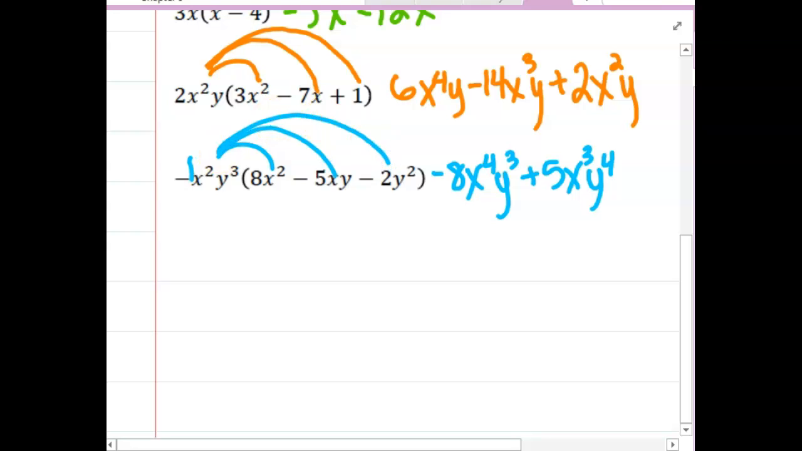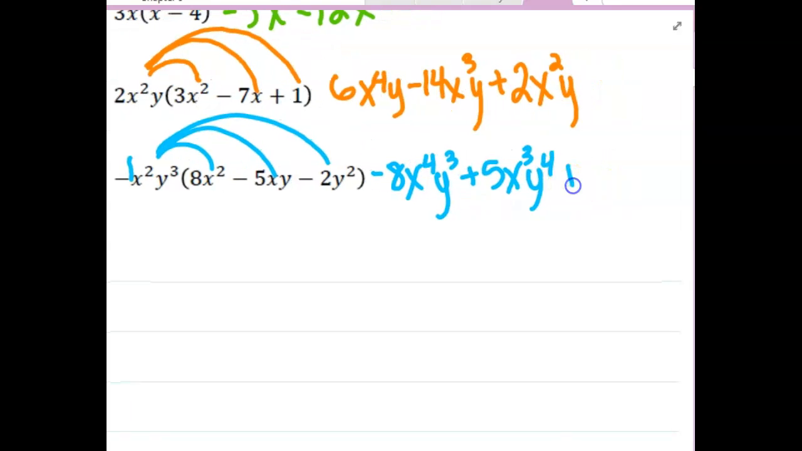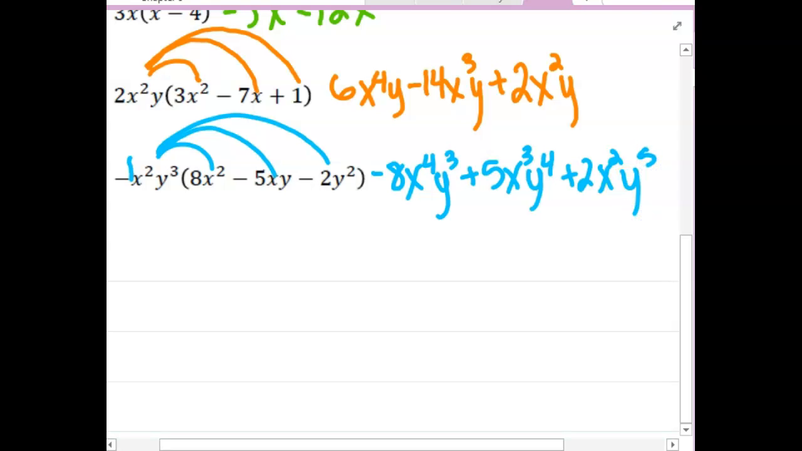And then lastly, negative 1. Do the numbers first. Negative 1 times negative 2 would give you a plus 2. X squared. There's no other x's to add to that, so it's just going to stay an x squared. But then I have y cubed, and I have a y squared. So that would give me a y to the 5th. That's half of what we're doing today.